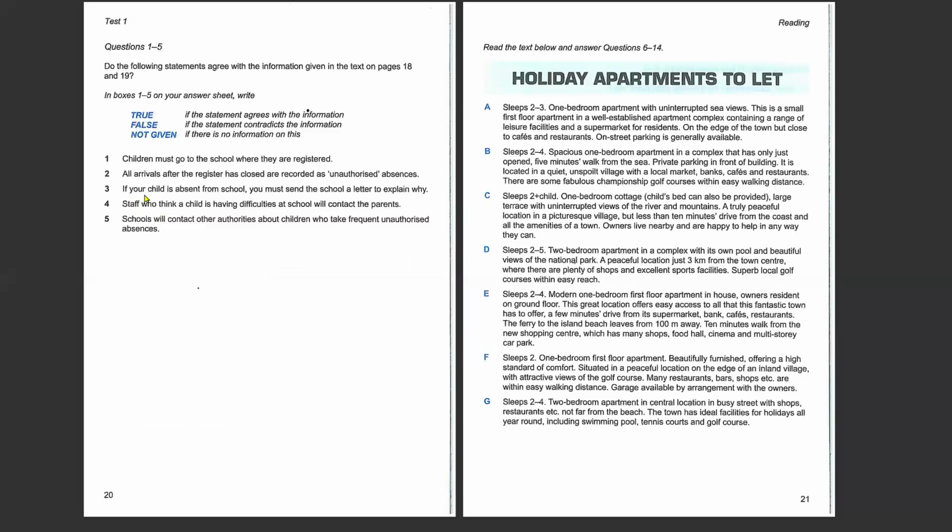But the question is saying, if your child is absent from school, you must send the school a letter to explain why. Remember, all of you, this is the strategy IELTS question paper makers use for not given. Always, the first half of the sentence will be true, and the second half of the sentence will always be some random thing like sending a school a letter. Now, you have to send the letter to a school. It's not given anywhere in that paragraph, and hence this is not given. That means the first part of the question is true, the second part of the question is not given. So our third question here is not given.